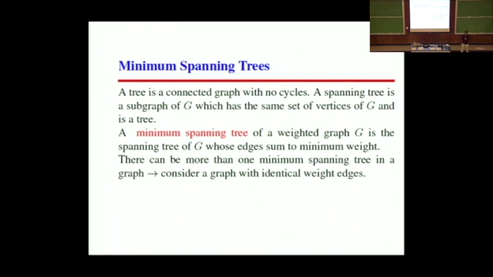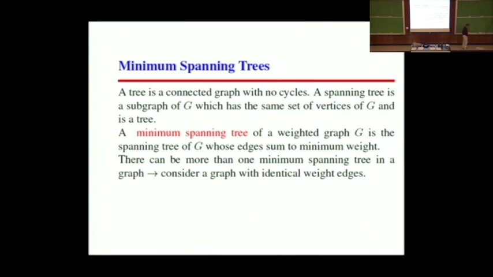Now, a very important problem on weighted graphs is the problem of finding minimum spanning trees. The minimum spanning tree of a weighted graph is a spanning tree, meaning a tree that connects all the vertices, whose edges sum to minimum weight. If every edge has a weight, we saw that a spanning tree of a graph is a set of edges that form a tree and together connect all the vertices in the graph. The minimum spanning tree is the one that has the minimum weight over all possible spanning trees. Any questions about that? Okay.